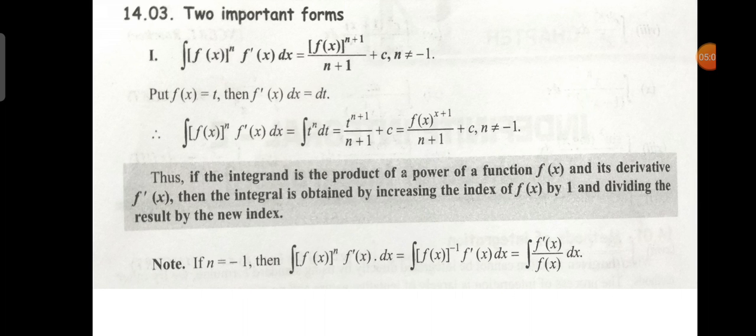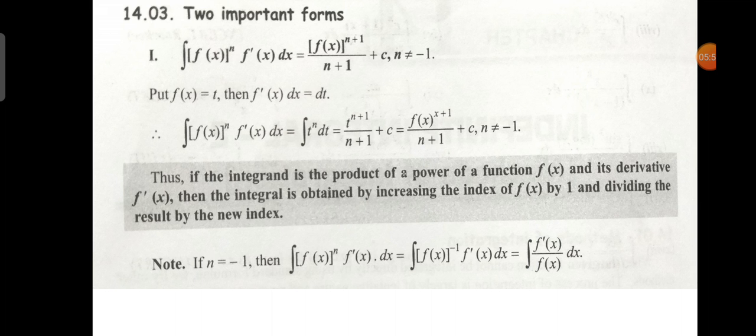Two important forms, which were studied in the previous class: the integral of f of x the whole raised to n times f dash x dx is f of x the whole raised to n plus 1 by n plus 1, plus c, for n not equal to minus 1. That is, if the integrand is the product of a power of a function and its derivative f dash x, then the integral is obtained by increasing the power of f of x by 1 and dividing the result by the new index.